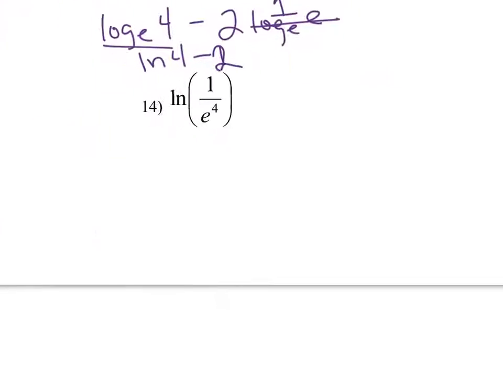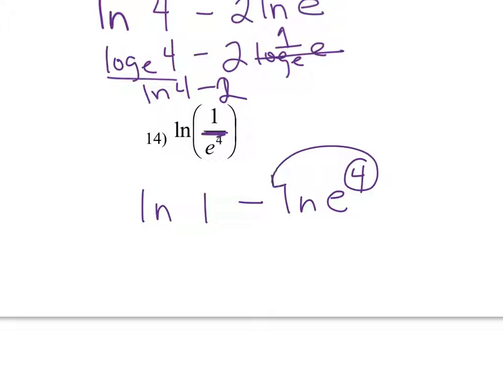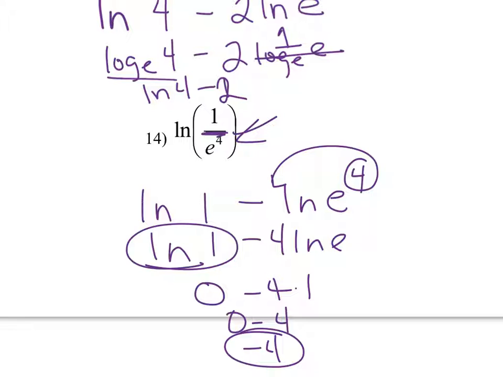These take practice if you don't quite see it. The 3 things you just have to remember: if you've got a division, we subtract. The power goes out in front. And then you can evaluate if you can. The ln of 1 is 0, and the ln of e is 1. So this is 0 minus 4, so that's negative 4. So this is actually the value, negative 4. Plug it in your calculator and see. All right, have a great day.